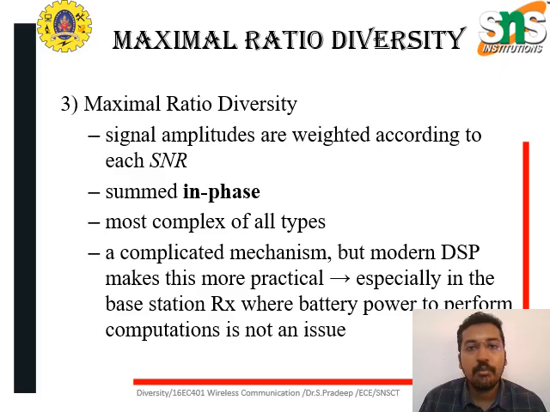Maximum ratio combining technique. It is a diversity technique in wireless communication that optimally combines multiple signal paths to enhance signal reception, especially when dealing with fading. It achieves this by weighting each signal path proportionally to its received signal strength and inversely to its noise level, effectively amplifying stronger signals and attenuating weaker ones. This weighted combining maximizes the signal to noise ratio at the receiver.